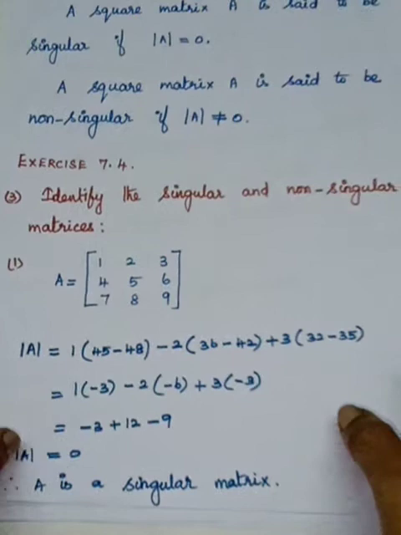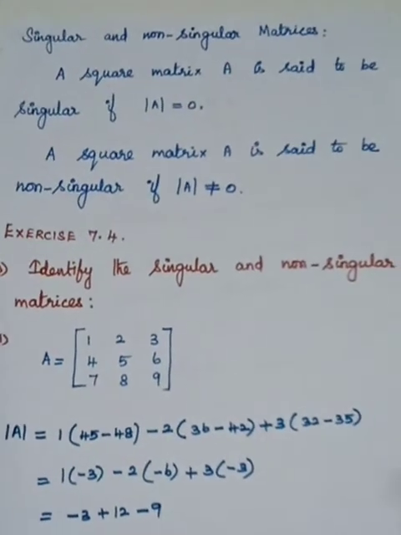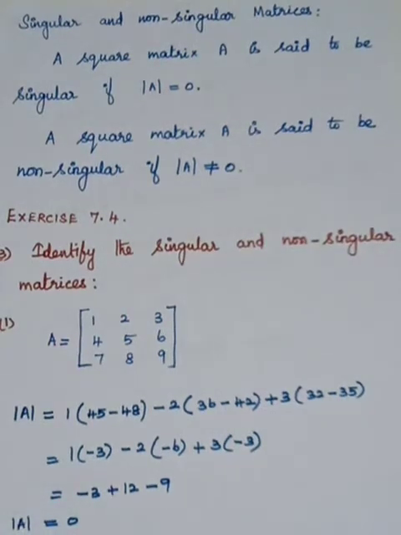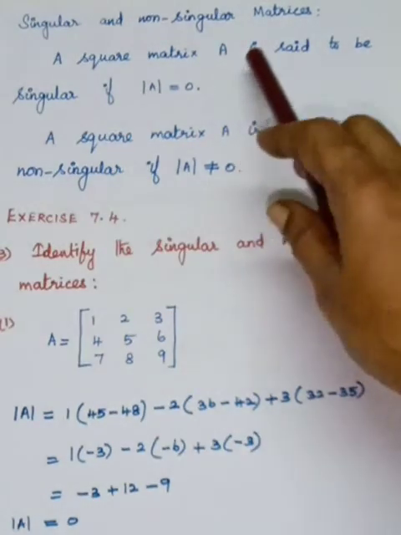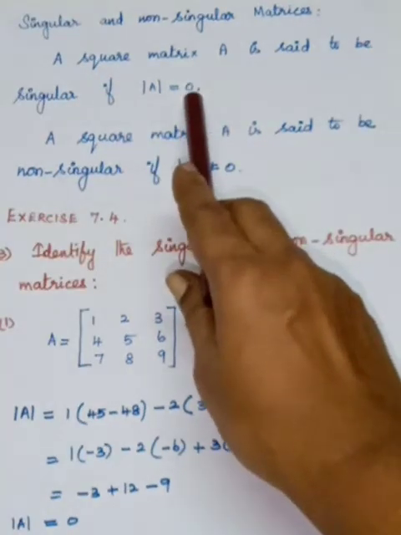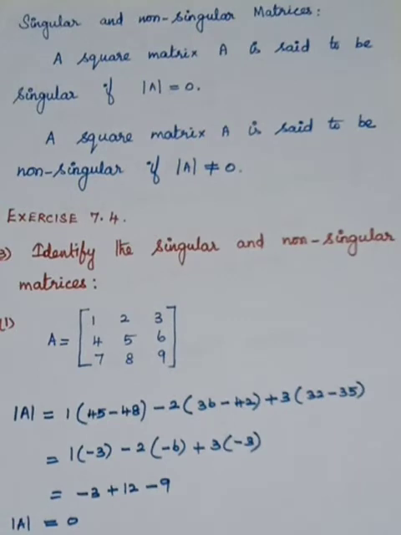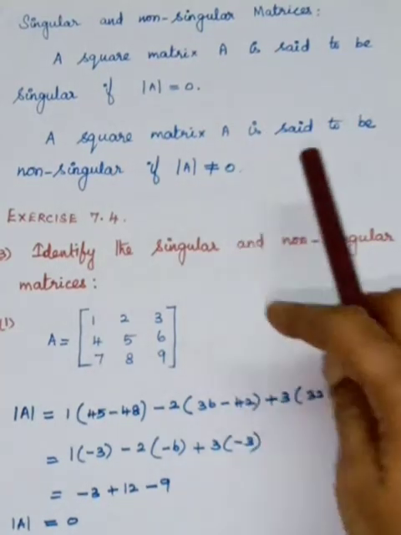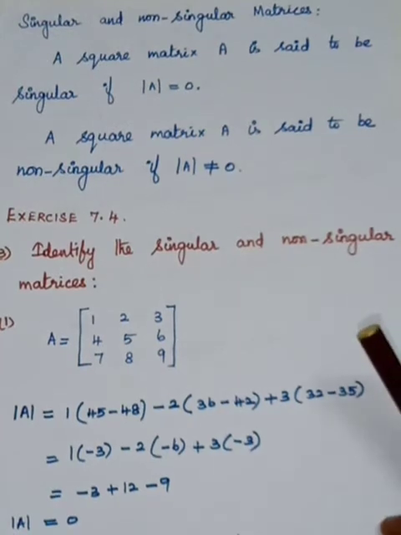So next topic is singular and non-singular matrices. A square matrix is said to be singular or non-singular. A square matrix A is said to be singular if its determinant A is equal to 0. If you want to say the matrix is singular, you have to find the value of the determinant, which is equal to 0. If the determinant A is not equal to 0, the matrix is a non-singular matrix.